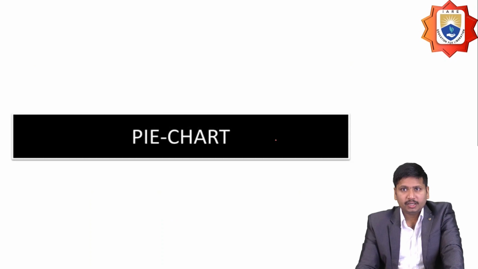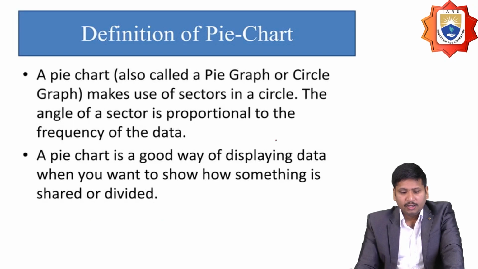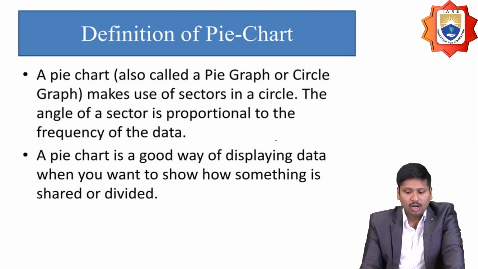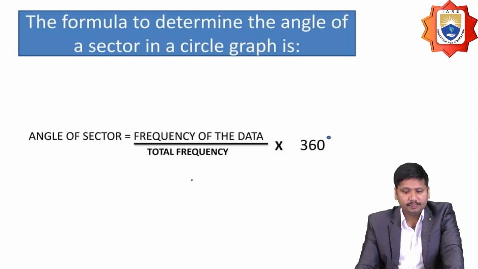So the pie chart. A pie chart makes use of sectors in a circle, and the angle of the sector is proportional to the frequency of the data. The pie chart is a good way of displaying the data when you want to show how something is shared and divided. Normally the pie chart is also known as pie graph or circle graph. It makes use of the sectors in the circle, the angle is proportional to the frequency of the data, and it is a good way of displaying the data when we want to show how something is divided.